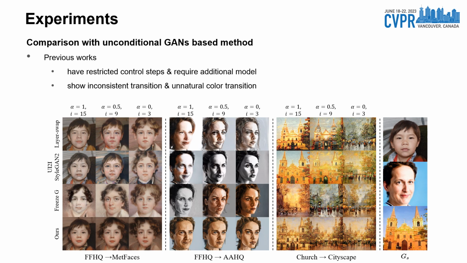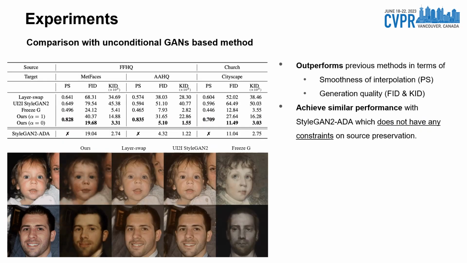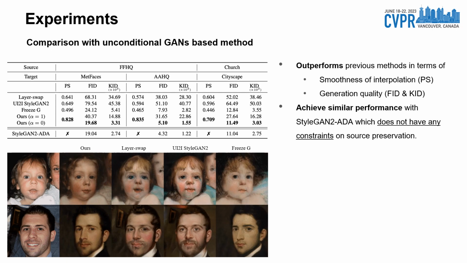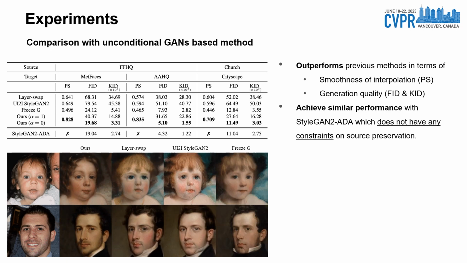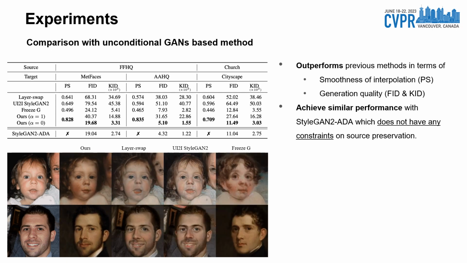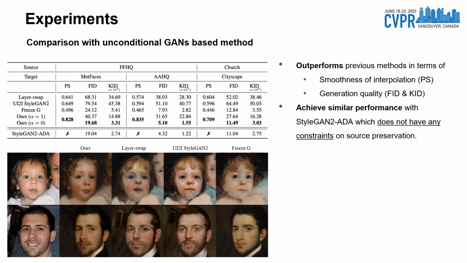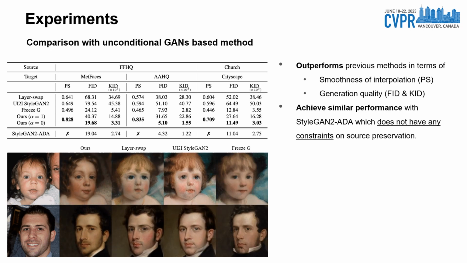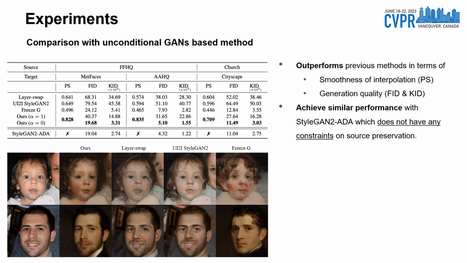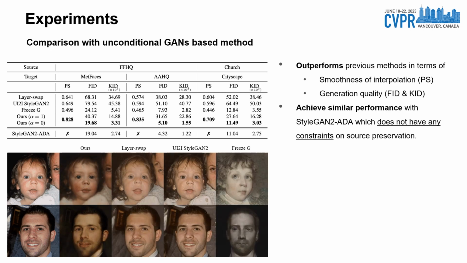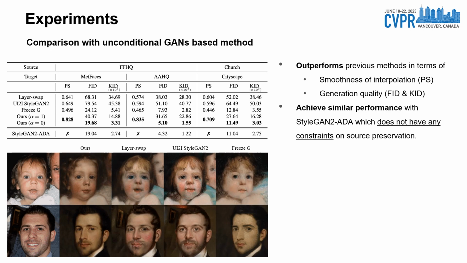In contrast, our method generates the most realistic results and shows smooth transition of different domain features just by using a single model. For quantitative comparison, our approach outperforms the previous methods in all metrics. To be specific, the perceptual smoothness, which is noted as PS, of our method notably outperforms the competing methods, which implies that our approach is more precise and consistent in controlling features across domains.